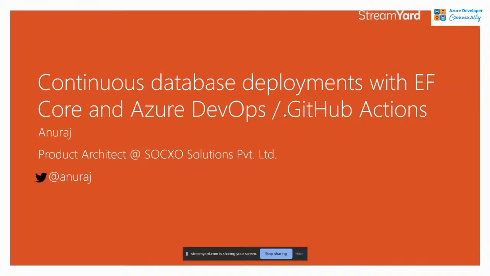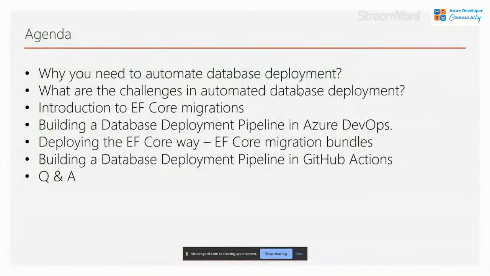So let's understand the agenda. First we'll learn why we need to automate database deployment. Then we'll learn about the challenges in automated database deployment. Then we'll be introduced to EF Core migrations, which is a core part of the database deployment we are talking about. Then we will be talking about building a database deployment pipeline in Azure DevOps.